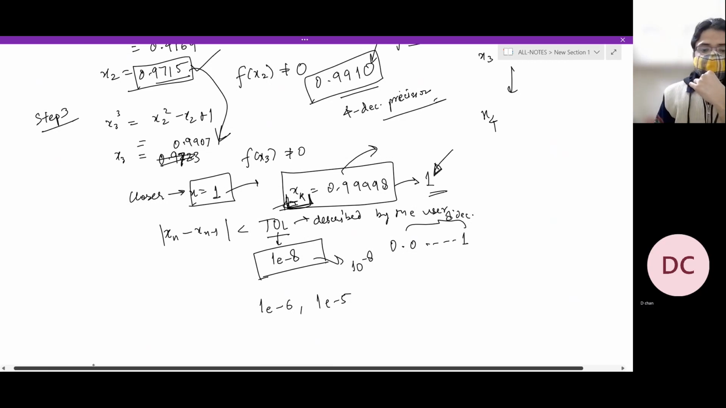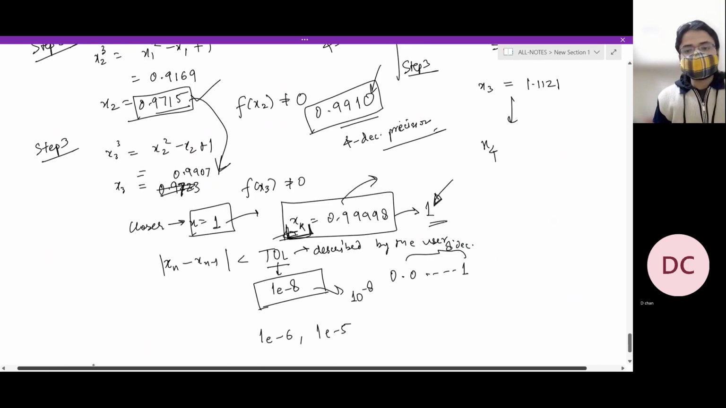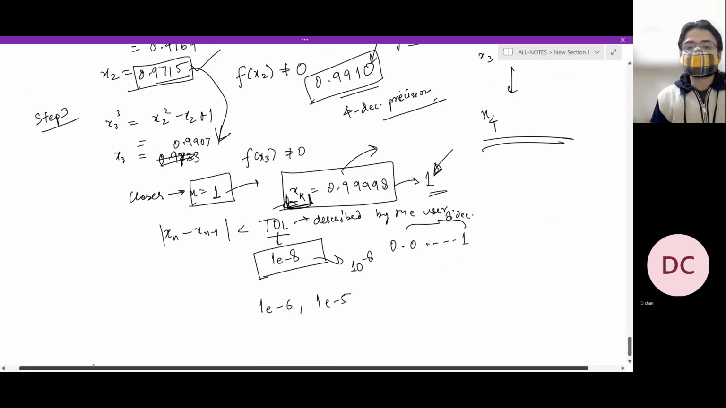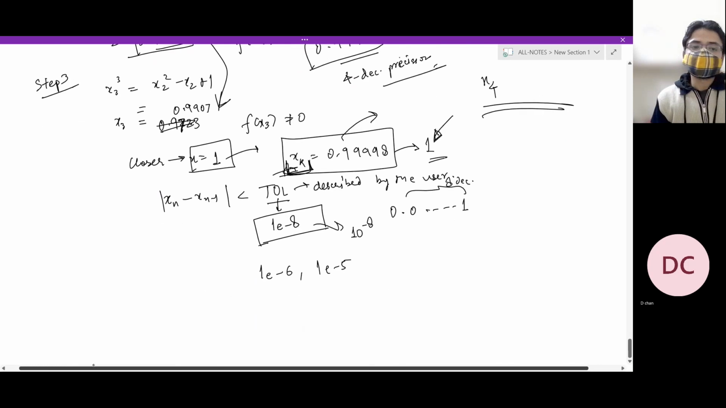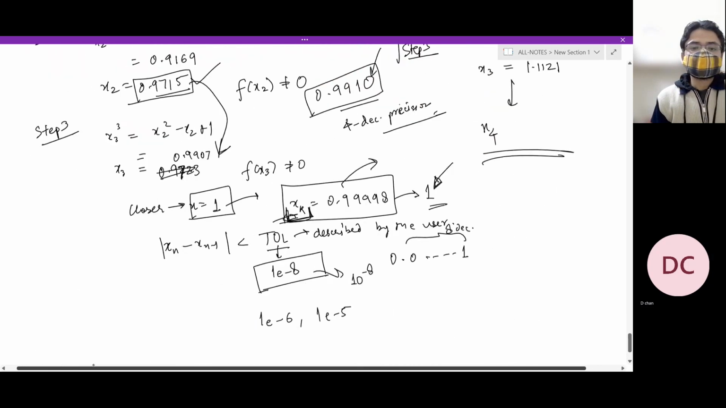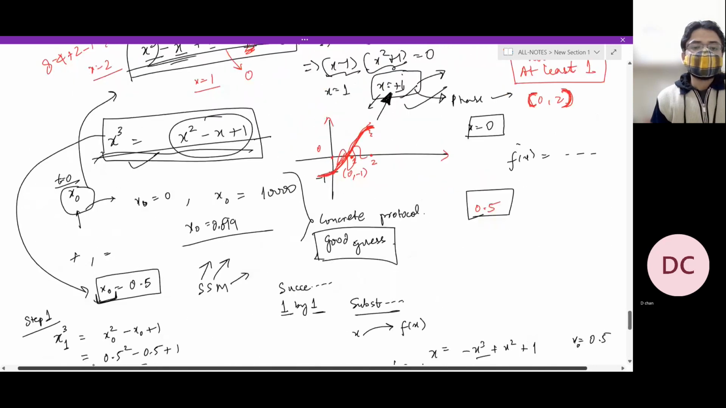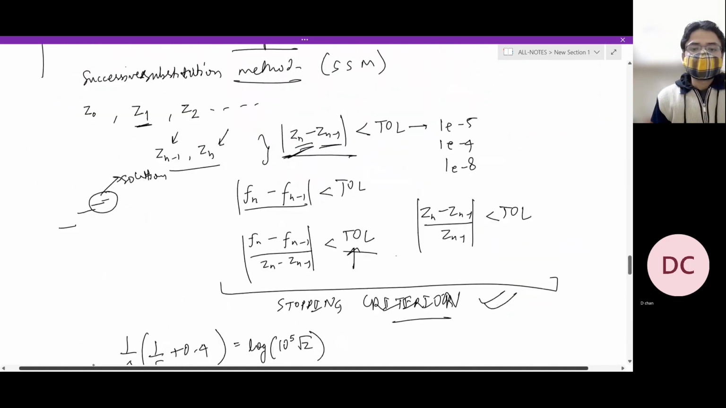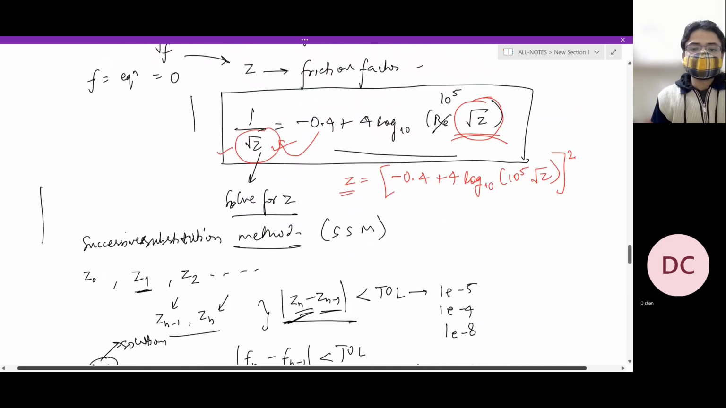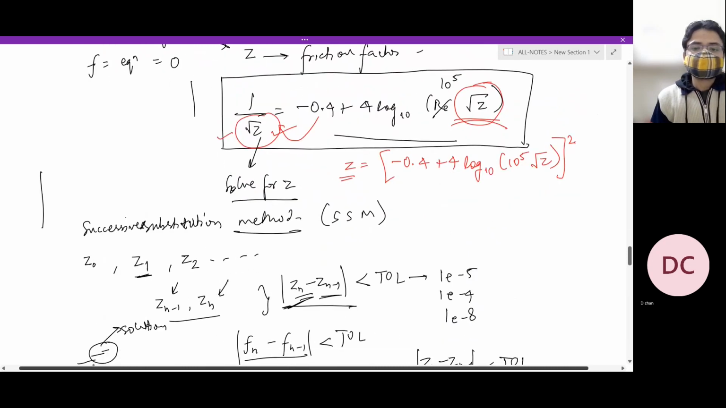So in this case, you can specify a certain tolerance, and you could just stop when you satisfy that particular criterion that you set up. So this is all about the successive substitution method. Now, would you like to apply it to this one? We will do so.